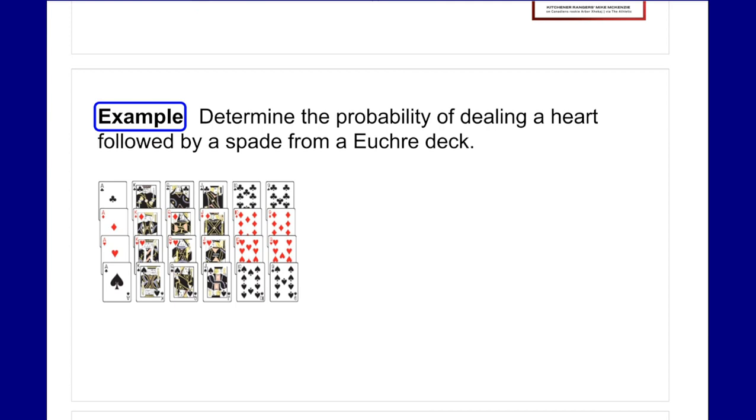So next example, determine the probability of dealing a heart followed by a spade from a euchre deck. Euchre is a card game. It only uses the 9, 10, jack, queen, king, and ace of each suit, so it's not the entire deck. So what is the probability of selecting a heart followed by a spade?